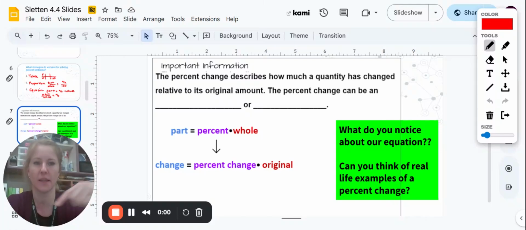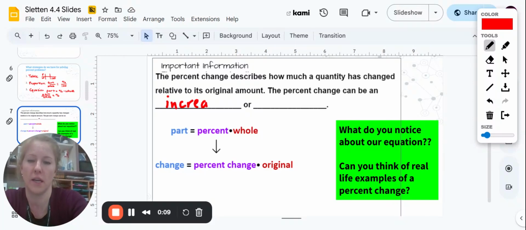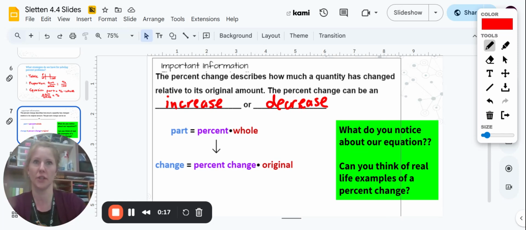or decrease by, and then calculate that as a percentage. That's what we're doing today. So a percent change can either be an increase or a decrease. And you can tell by looking at the numbers, did it start lower and go up, or did it start higher and go down? That's how you can tell if it's an increase or decrease.